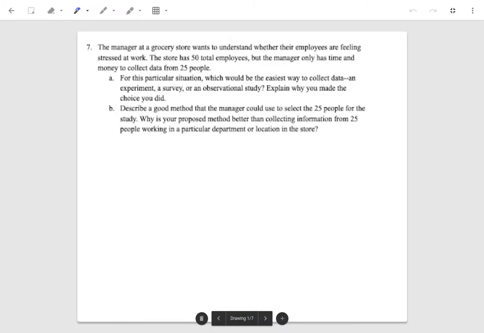Okay. The manager wants to know whether the employees are feeling stressed at work. So the easiest way to do that is to just ask 25 random people. Okay. So for A, which would be the easiest way to collect data? The easiest way to collect data would be a survey. So the survey would be easiest. Explain why you made the choice. So why is it a survey?